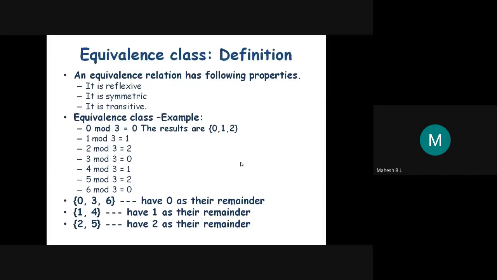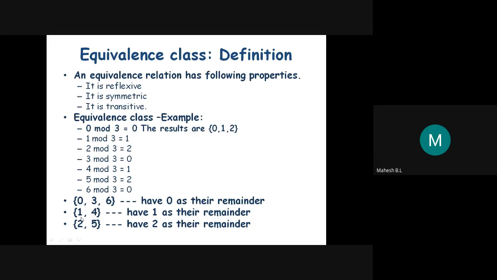Now, equivalence class. Let's consider what an equivalence class is. An equivalence relation has the following properties: it is reflexive, it is symmetric, it is transitive. Equivalence class example: consider the example mod 3. That is, you take the remainder after dividing by 3. For the mod 3 example, there are three equivalence classes. That is, the remainder can be either 0, 1, or 2. So these are three equivalence classes with respect to mod 3.